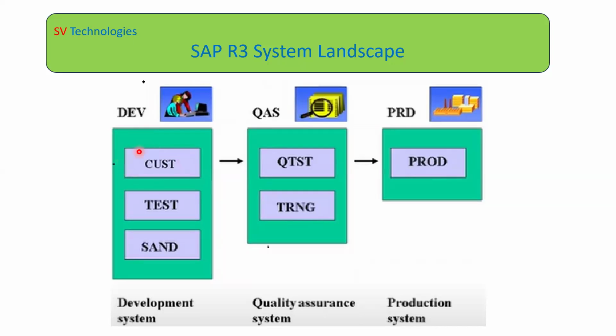Whatever developments we do in the development system, before the final testing we have to do some unit testing. To do that unit testing in the development server itself, we will have another client. These things are called clients. Here, custom means customization or development. We call it a client actually.